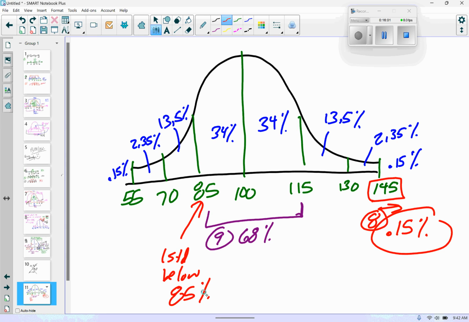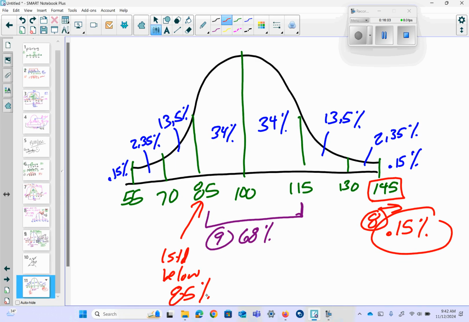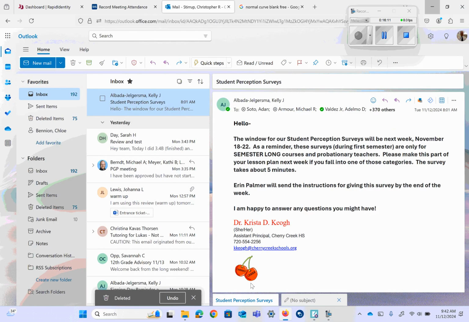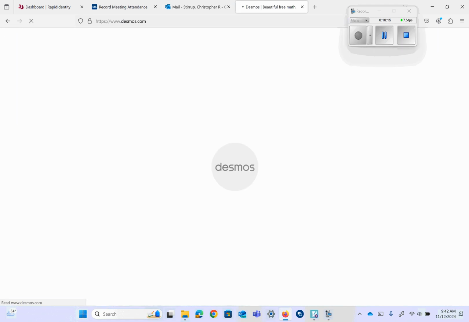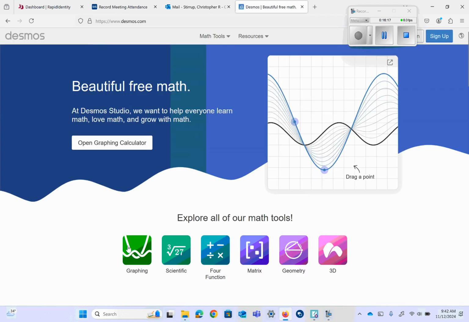So this is the length of randomly selected professional boxing matches in minutes. Ooh, I like boxing. All right. Ooh, you guys are looking at that. Desmos. Now you got to see. All right, here we go. Desmos.